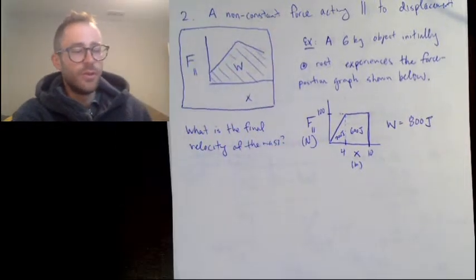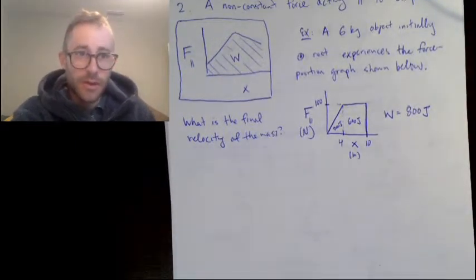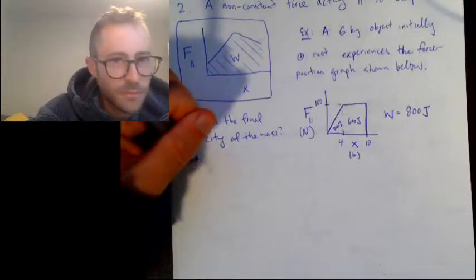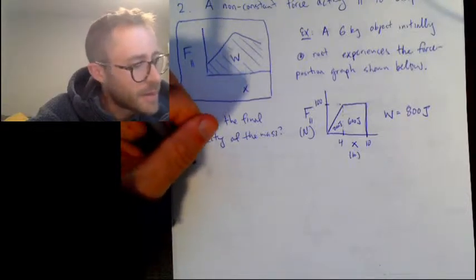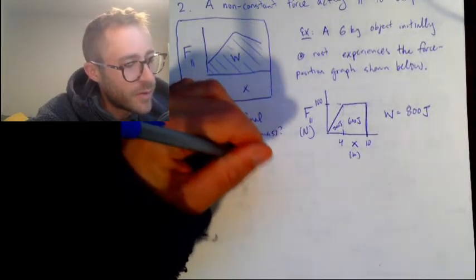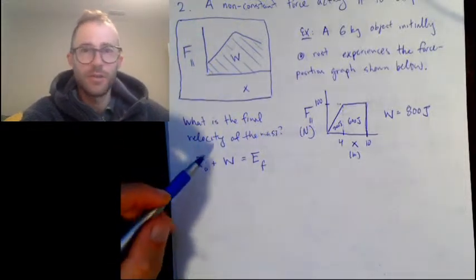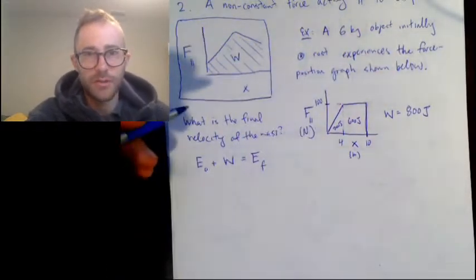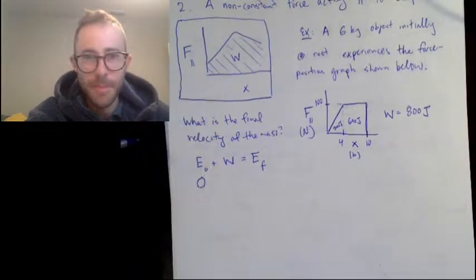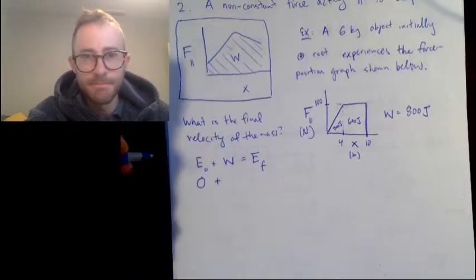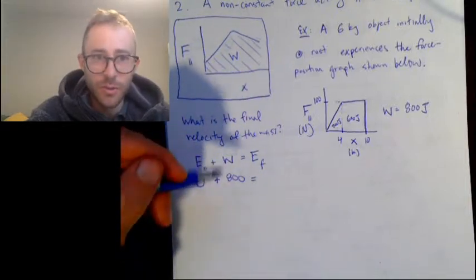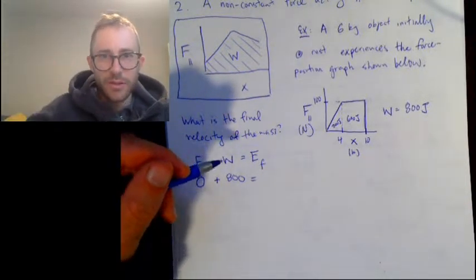Okay, so to do this, we're going to use the law of energy conservation in open systems. So if you have an open system, all right, the initial energy plus the work done is equal to the final energy. Now because the 6 kilogram object is initially at rest, it starts out with no kinetic energy, so the initial energy is 0. The amount of work done is 800 joules. And that 800 joules becomes the kinetic energy of the object.